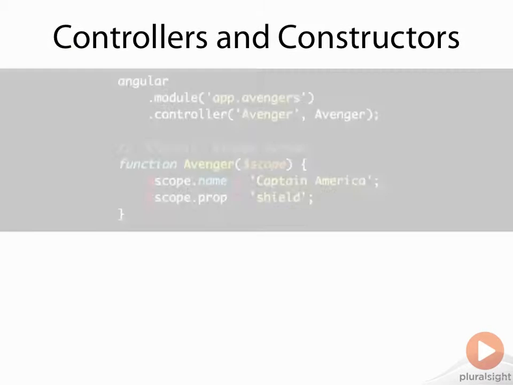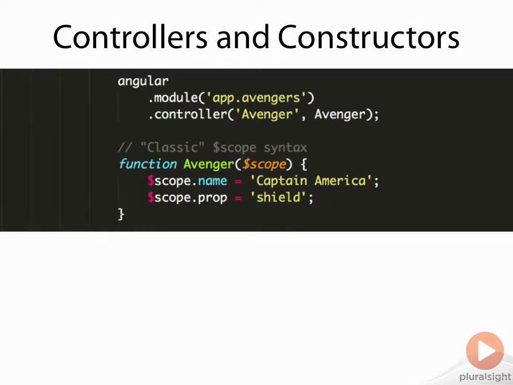Now let's look at a controller. This controller creates an Avenger and decorates the scope with properties, such as name or prop. When a controller is created, we always get a new one. That's a really important point. Creating a controller gives us a new instance, so controllers are effectively constructors.